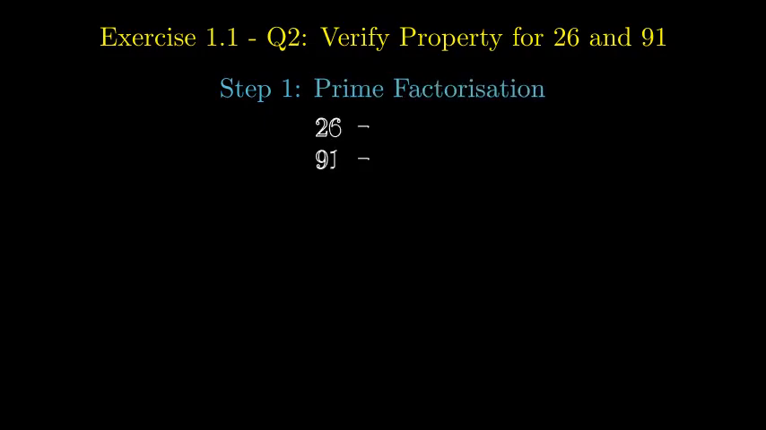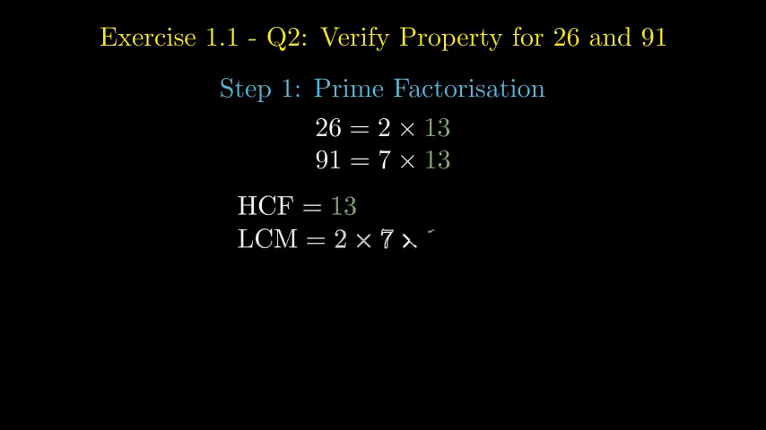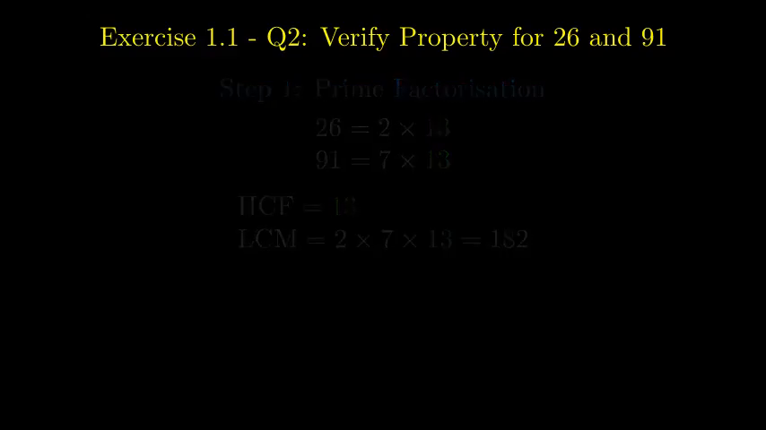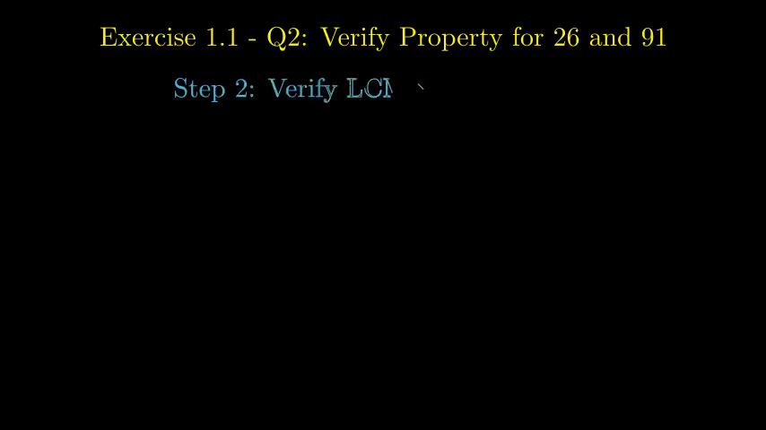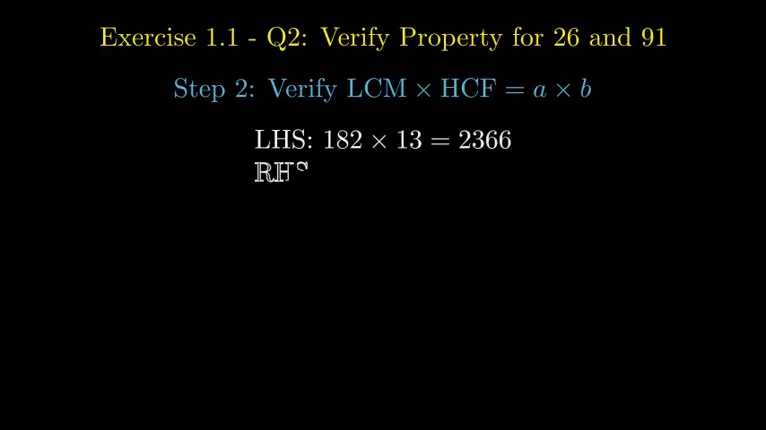Exercise 1.1, Question 2. Find the LCM and HCF of 26 and 91, and verify the property LCM times HCF equals the product of the two numbers. Step 1. Prime factorizations. 26 equals 2 times 13. 91 equals 7 times 13. The common factor is 13, highlighted here. Step 2. Calculate HCF and LCM. HCF equals 13, the common factor. LCM equals 2 times 7 times 13, which is 182.